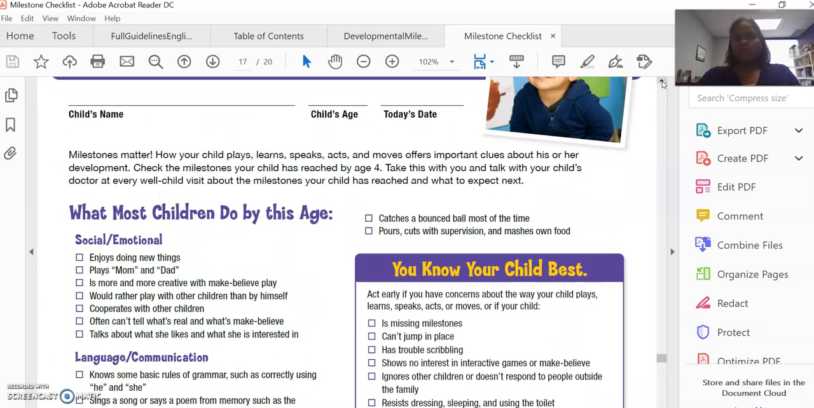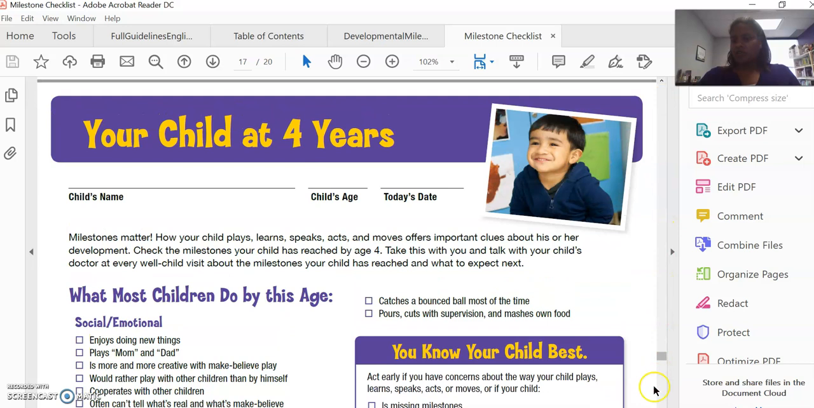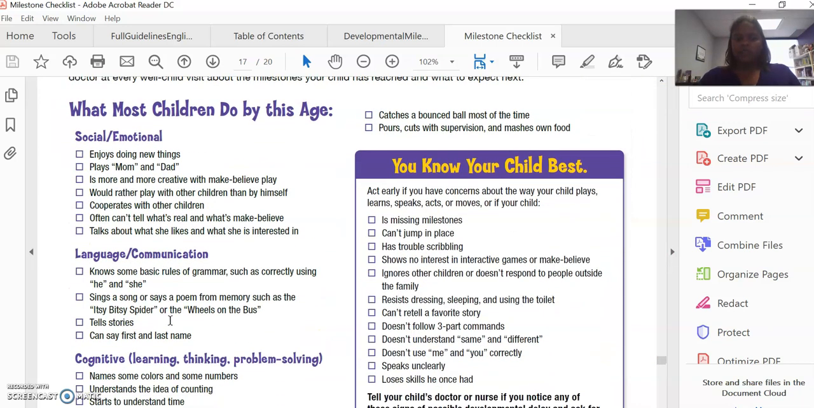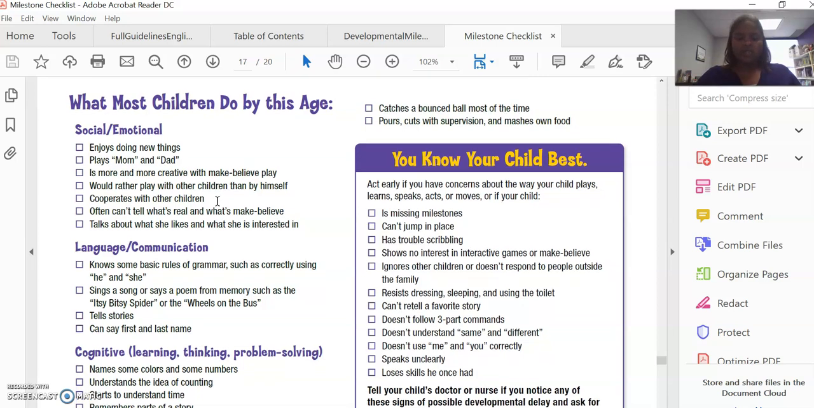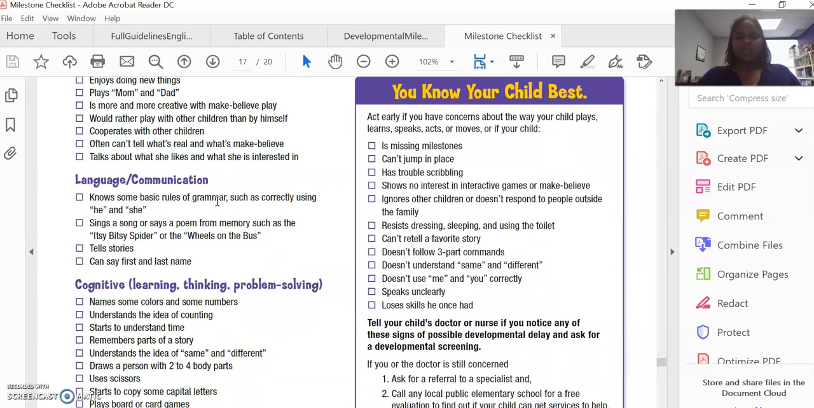And so again, this is what most children do at this age. So here it is for 4 years old. It is broken up into social and emotional, language and communication, cognitive, which is learning, thinking, problem solving. If you go to the PreK Guidelines, cognitive is broken up into science, social studies, math. Those are all cognitive skills. And if you look here, you can see how that relates.